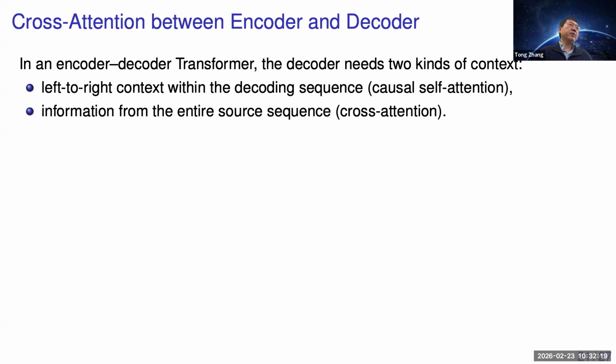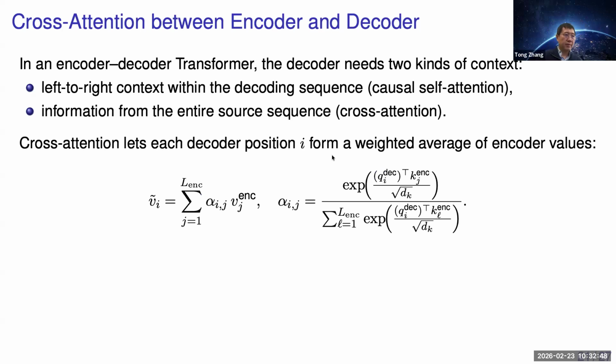I just want to talk a little bit about cross attention, but it's basically the same idea, so there's not too much. It's just not self; you have to go to somewhere else. So, the encoder-decoder transformer: the decoder needs two types of attention. One is left to right, which we know is through self-attention with a causal mask, causal self-attention. And the other one is from the entire source sequence, which is given.